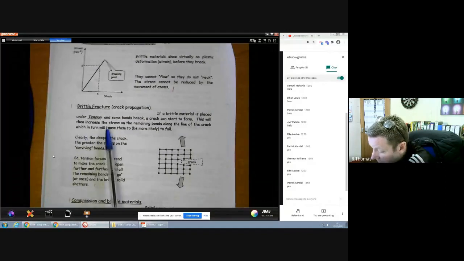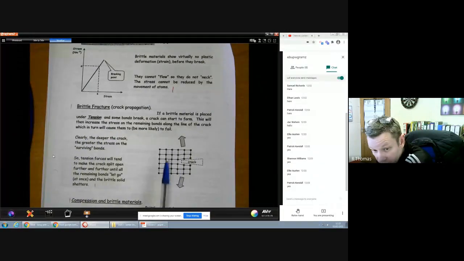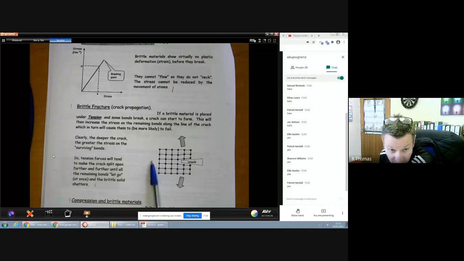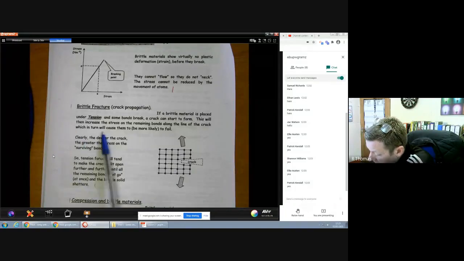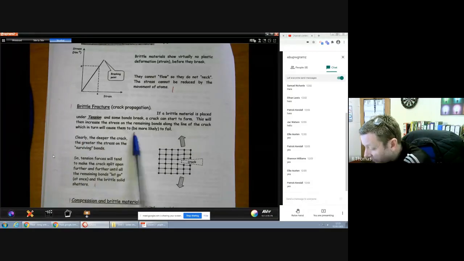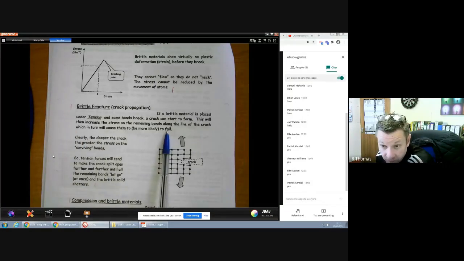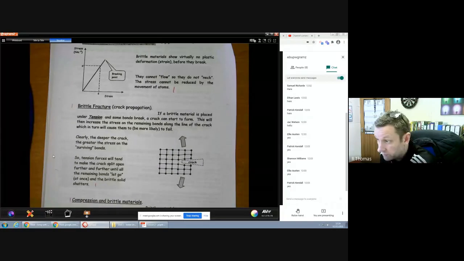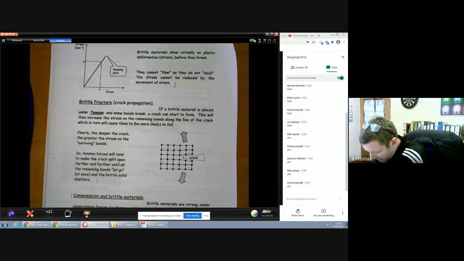This will then increase the stress on the remaining bonds. So now there's more pressure and stress on these, and that crack will start to propagate throughout the amorphous solid, which will in turn cause them to be more likely to fail, which just means the bonds are broken and it breaks in two. Okay.